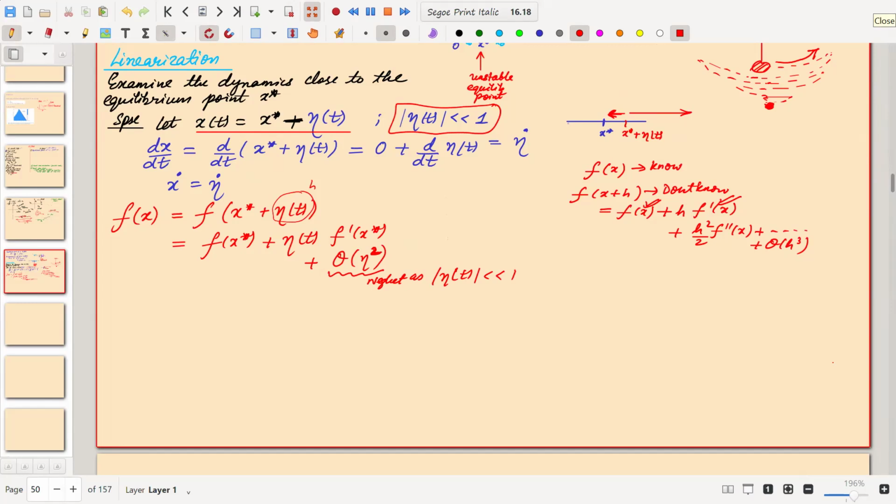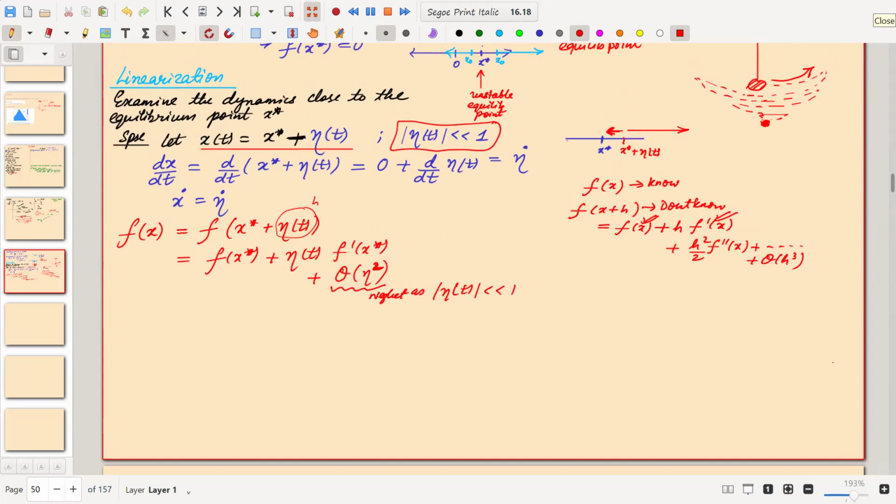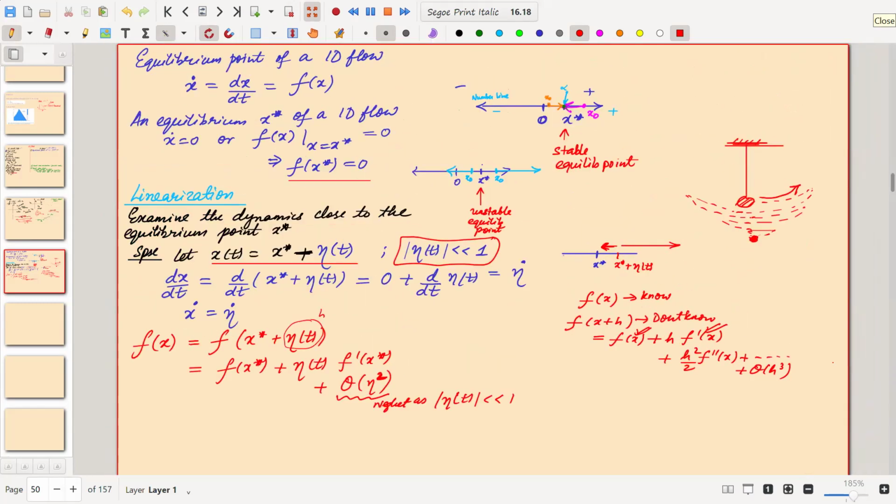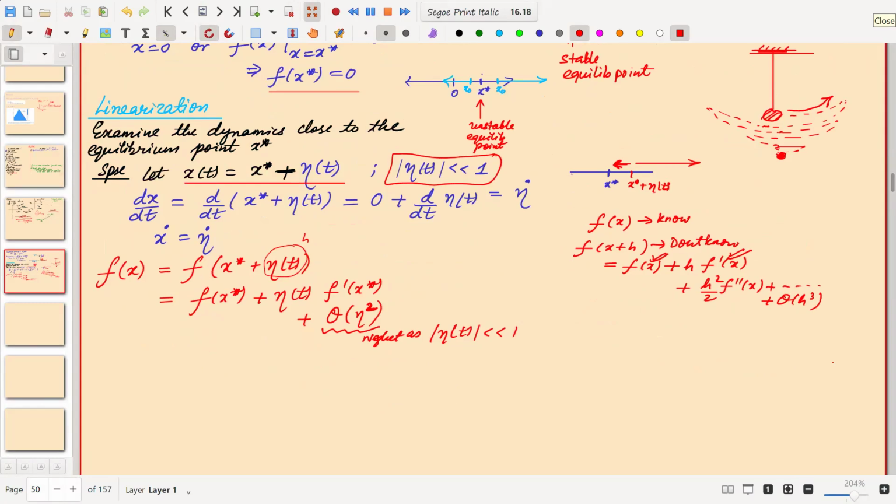This is the only derivation of this kind you will see, a bit more difficult in this course, but a very logical derivation. But can we do something more here? What is f of x star? X star is an equilibrium point, so f of x star will be 0. It's already proved here: f of x star equal to 0. So it will be 0 plus eta t times f prime of x star, plus higher order terms that don't matter.